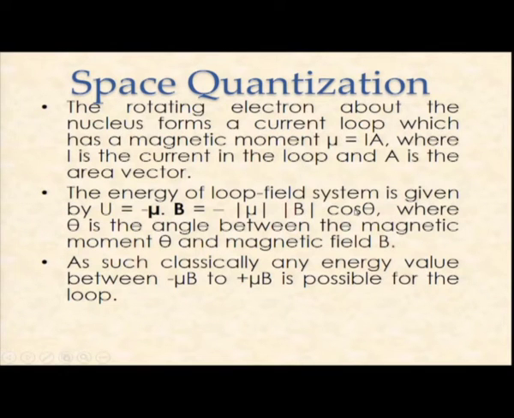The energy of the loop field system is given by U, the magnetic energy, which is equal to the dot product of the magnetic moment and the magnetic field, which gives the magnitude of the magnetic moment and the magnetic field into cos theta, where theta is the angle between the magnetic moment and the magnetic field. As such, classically any energy value between minus mu B to plus mu B is possible for the current loop.